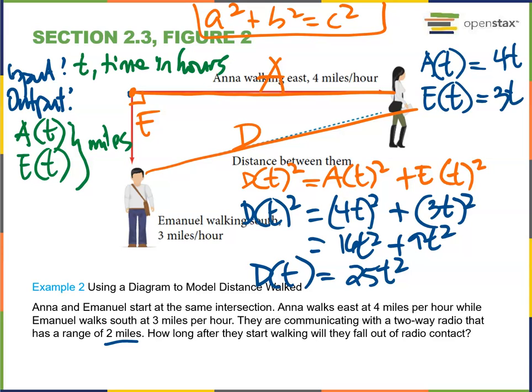So this is our d of t. And since we are solving for t, we use the square root on both sides. So the square root of 25t squared is plus or minus 5t. But since we're talking about distance, there is no negative distance, so that's why we only use the positive.